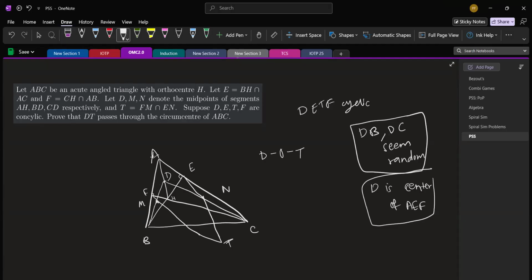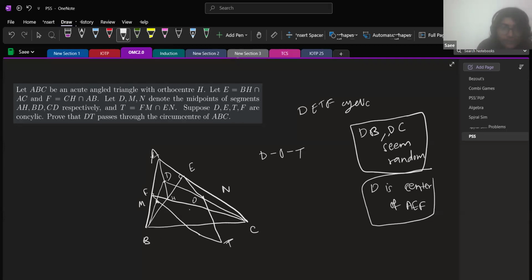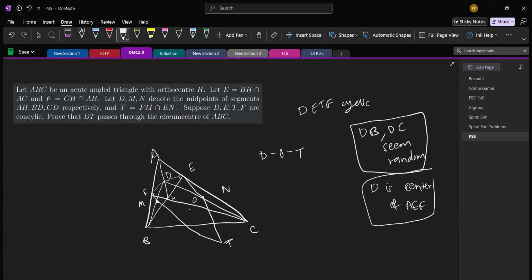Every time I see an orthocenter, I feel like drawing the circumcircle and reflecting it over BC. Interesting. But the point is that since D is the midpoint, it won't exactly help. Yes, that does seem quite weird. So O is going to be somewhere here, maybe. Ah, yes, Nishan. Would we make E and F midpoints? I don't know.